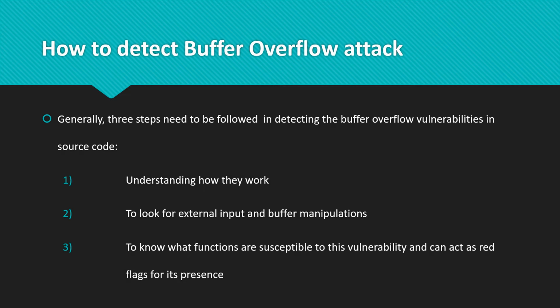Usually weaknesses may be caused due to some misuse of security tactics during the architecture and design phase. So in order to identify or detect buffer overflow vulnerabilities in source code, the general steps to be followed are: manipulation of external input and buffers should be investigated, and it is also very crucial to understand how they work, and determine which functions are vulnerable to this flaw and can serve as early warning indicators of its presence.